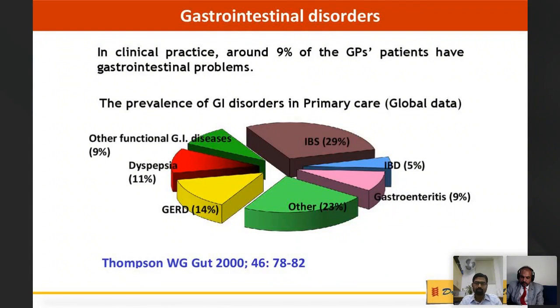Regarding gastrointestinal disorders in clinical practice, around 9% of general practitioners' patients come with one or the other symptoms of gastrointestinal problems. As per the global data, the prevalence of gastrointestinal disorder in primary care is very high. Dyspepsia and GERD are very common among the functional diseases, apart from organic causes like IBS, IBD, or others.